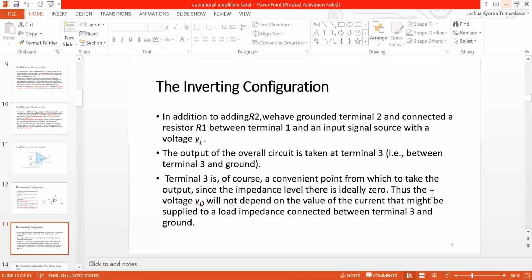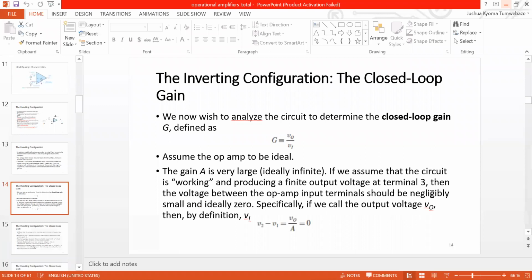Another op-amp amplifier. So let's look at the inverting configuration. What do we want to do with it? Most of the time in this course, you will be required to determine some gain, whether it's a voltage gain, current gain, or power gain.